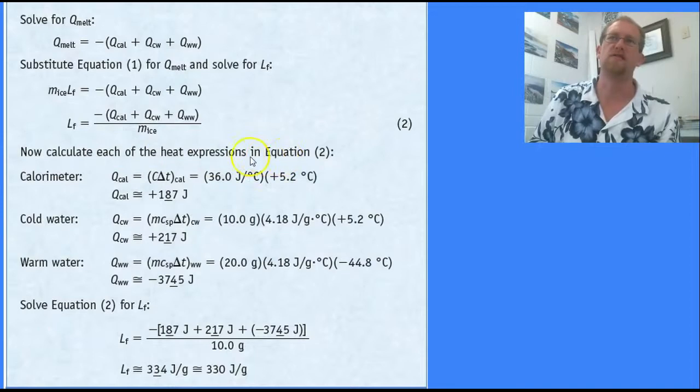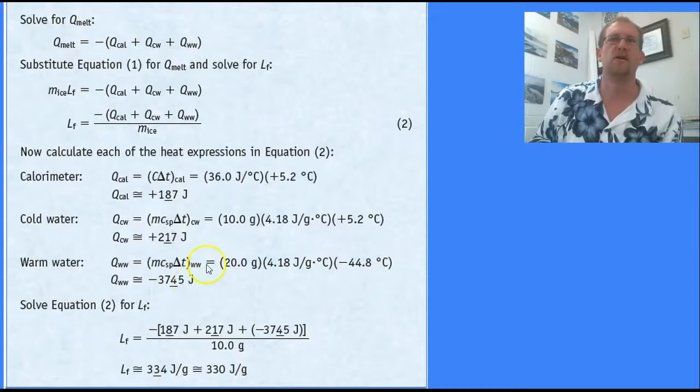Calculate each of the heat expressions, so I need to know what each of these things are. So for the calorimeter, it's C, the heat capacity, times the temperature change. The heat capacity was given to me, times the temperature change of 5.2 degrees, gives me this. The mass of the water, specific heat of the water, temperature change, gives me this. Mass of the water, specific heat of the water, temperature change, for the warm water. This was cold. Here it is again, and the warm water got colder, so that's that. So now I put these three values in right here.